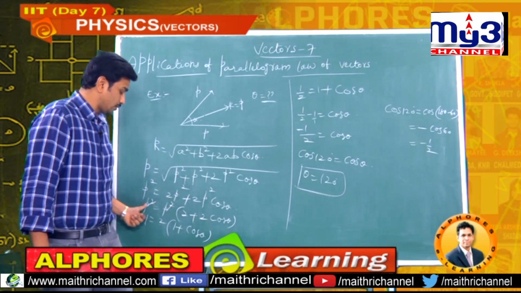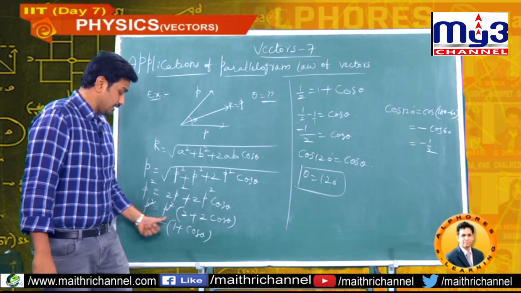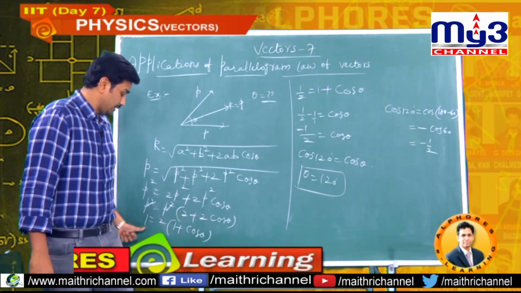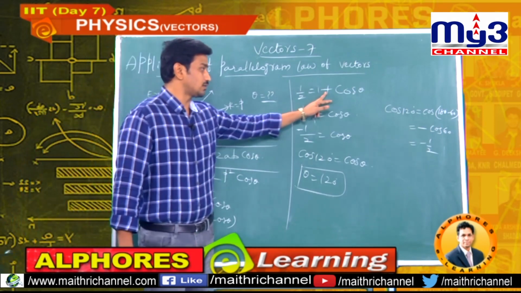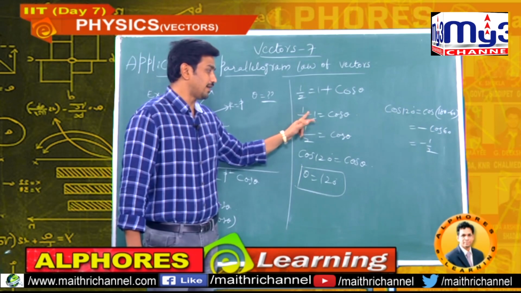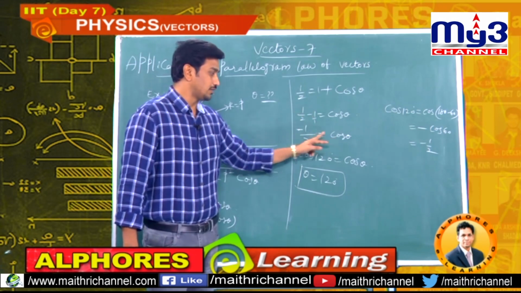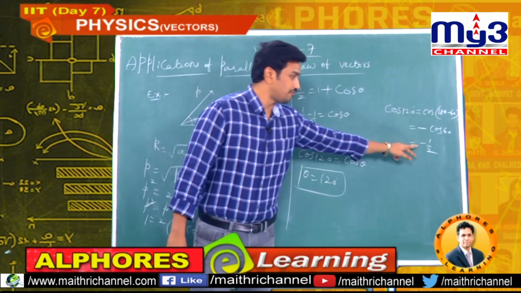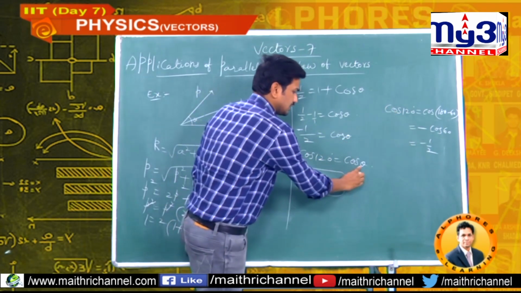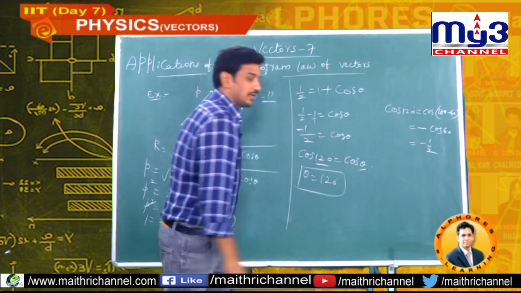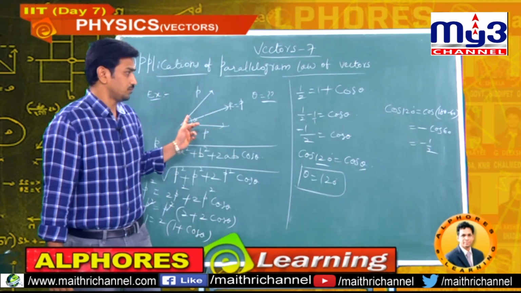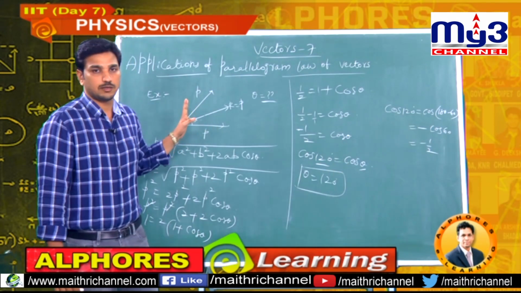Now P square cancels, and here 1 is there. Here again 2 is common, 1 plus cos theta. Now I took the 2 to this side, 1 by 2. So 1 plus cos theta is equal to 1 by 2. I took the 1 to this side: half minus 1 is minus half. Cos theta is equal to minus half. What angle has the value minus half? Cos 120. Now cos 120 is equal to cos theta, the angles are equal, theta is equal to 120. So this is a simple example, it is not that difficult.